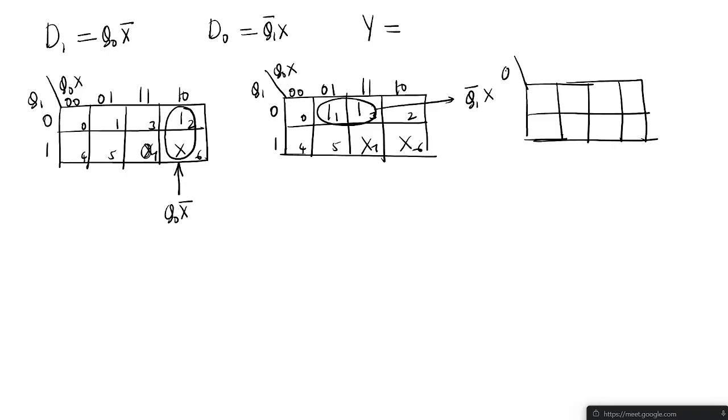Next, the output Y. What are the inputs? Q1 Q naught X: 0 1 0 0 0 1 1 0 1 1 0 1, then 2 3 4 5 6 7. What are the minterms? 5, 6, 7. This is one pair. What is this? Q1X. Okay. Now I will draw the circuit diagram.